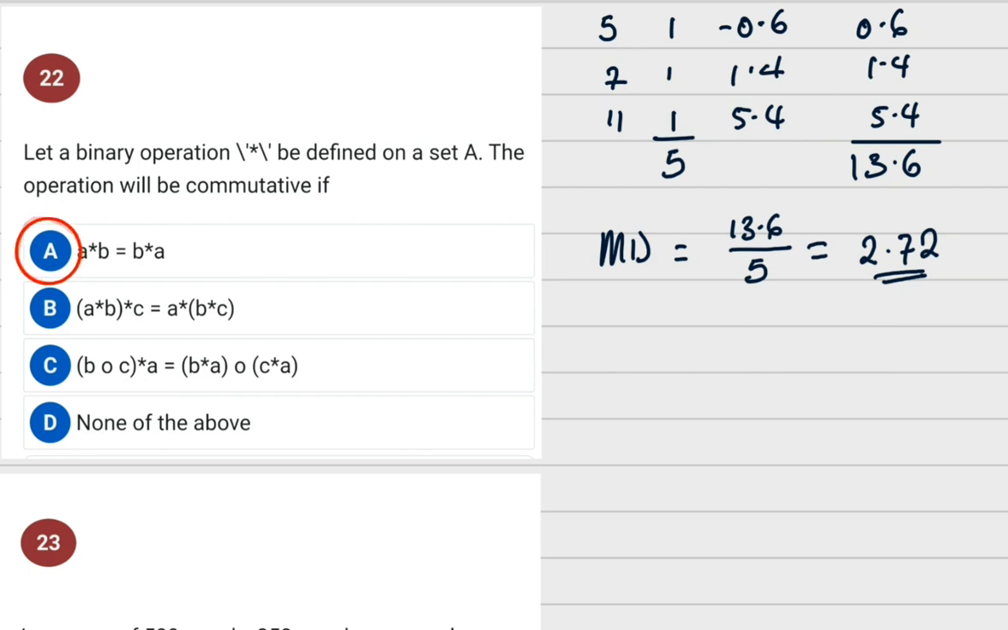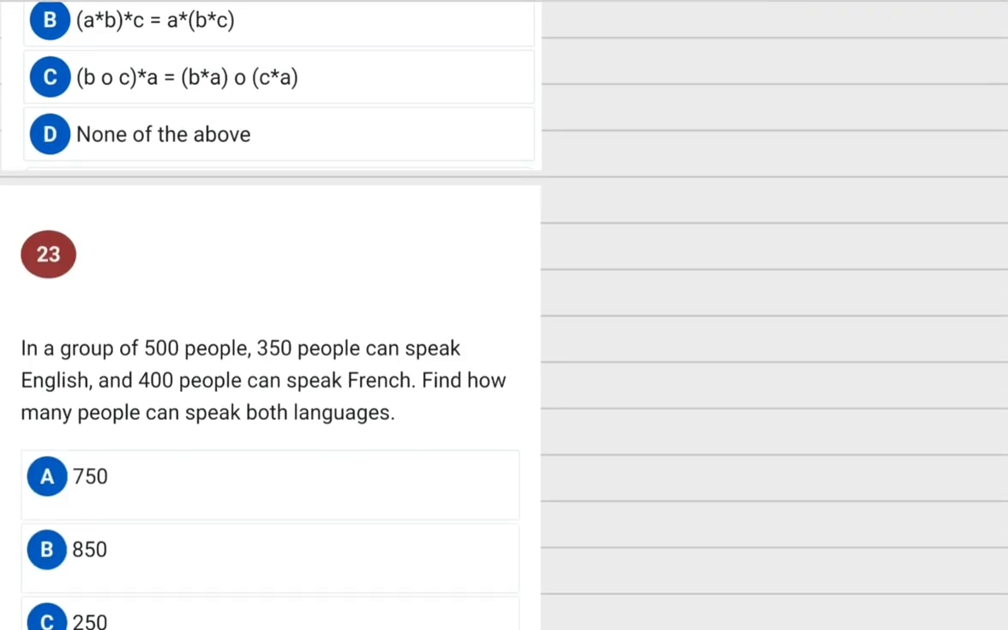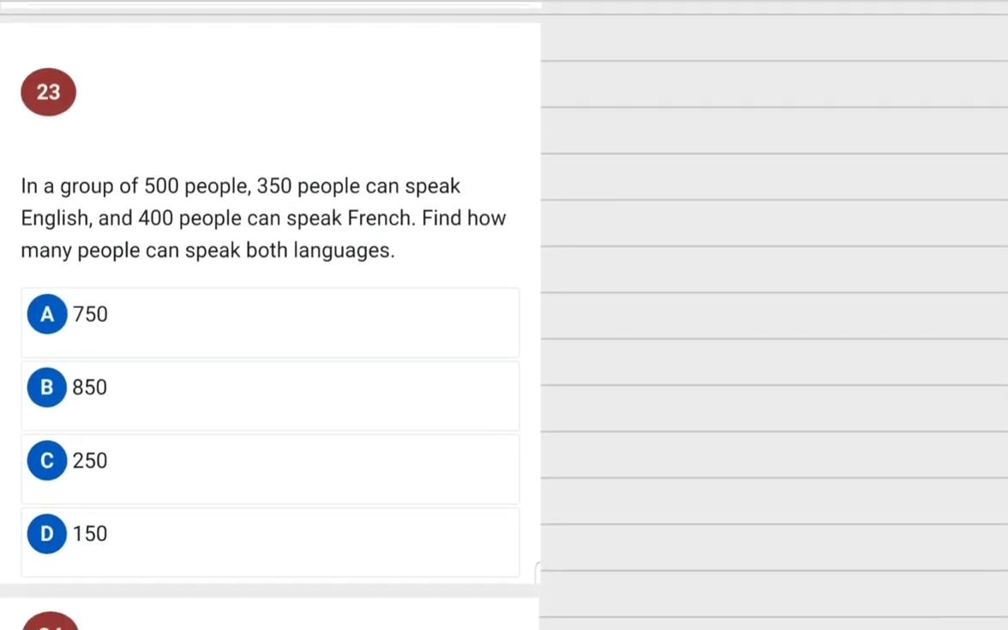That's the condition for commutativity is A. So we'll move to question 23. Question 23 is under set. Now, I will just draw the Venn diagram to show you, but absolutely you can solve this question without even drawing the diagram. But let me just show you.